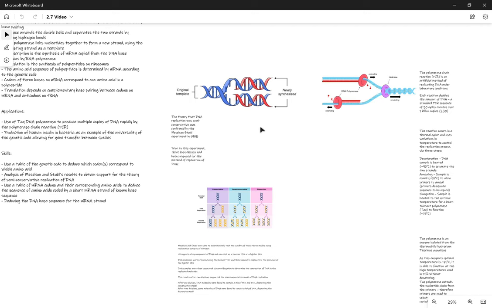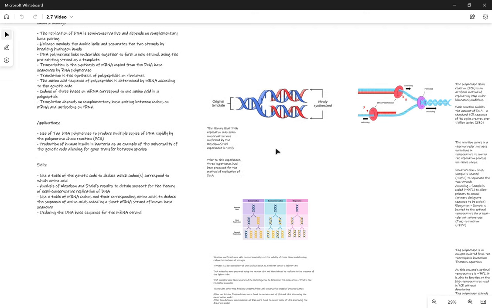Okay, so here you can see the basic method of DNA replication, where an original template is separated into two, and then a new strand is built onto that. So this theory is called semi-conservative.